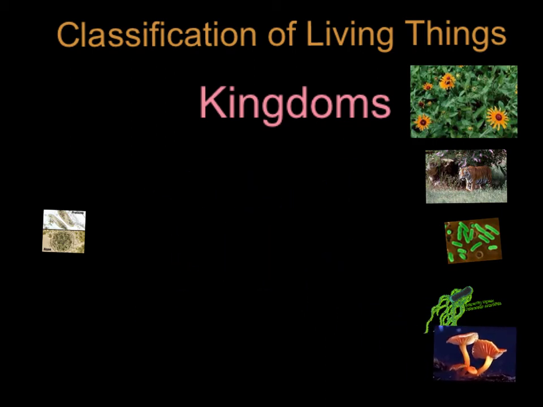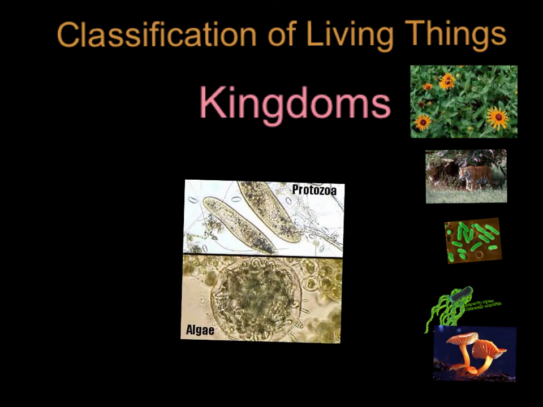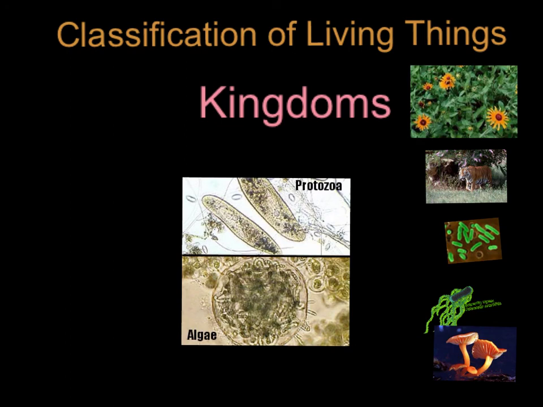Our final kingdom is the protists. Slime molds and algae are protists. Sometimes they're called the odds and ends of the kingdoms because its members are so very different. Protists include all microscopic organisms that are not bacteria, not animals, not plants, and not fungi. So they're kind of the last little bits.